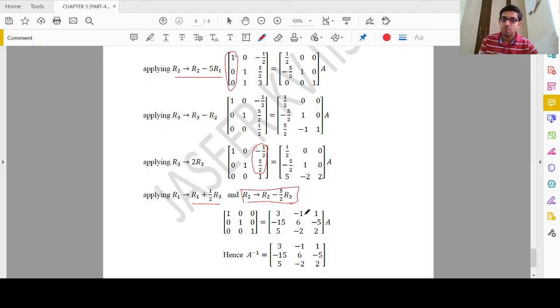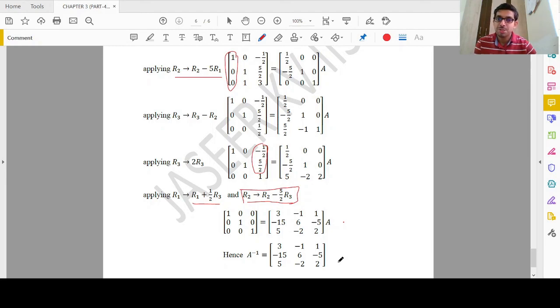Then we will get this matrix 3, minus 1, 1, minus 15, 6, minus 5, 5, minus 2 and 2. So that is the inverse of A. So A inverse equals 3, minus 1, 1, minus 15, 6, minus 5, 5, minus 2 and 2. You can verify the answer just by multiplying with the original matrix. Since this is the inverse, the product of A and A inverse should always give you the identity matrix.